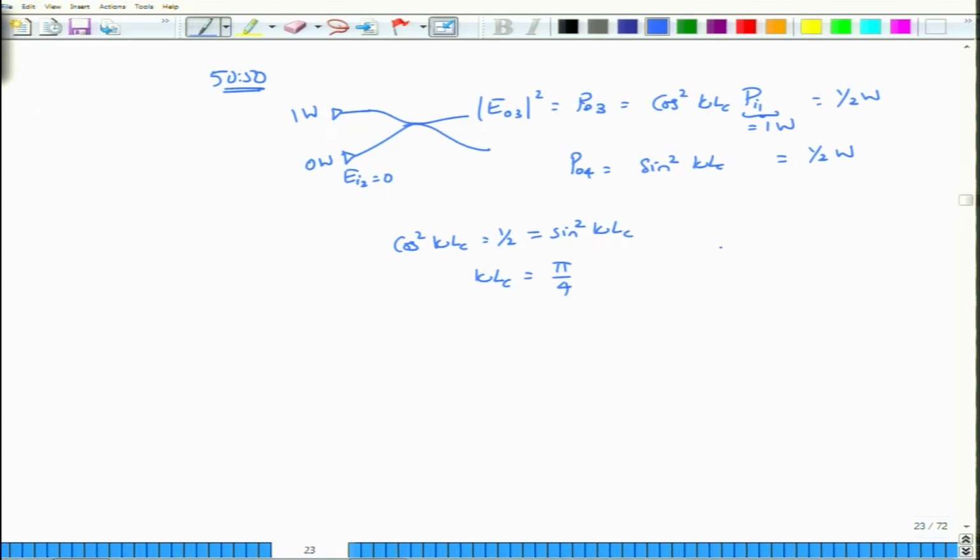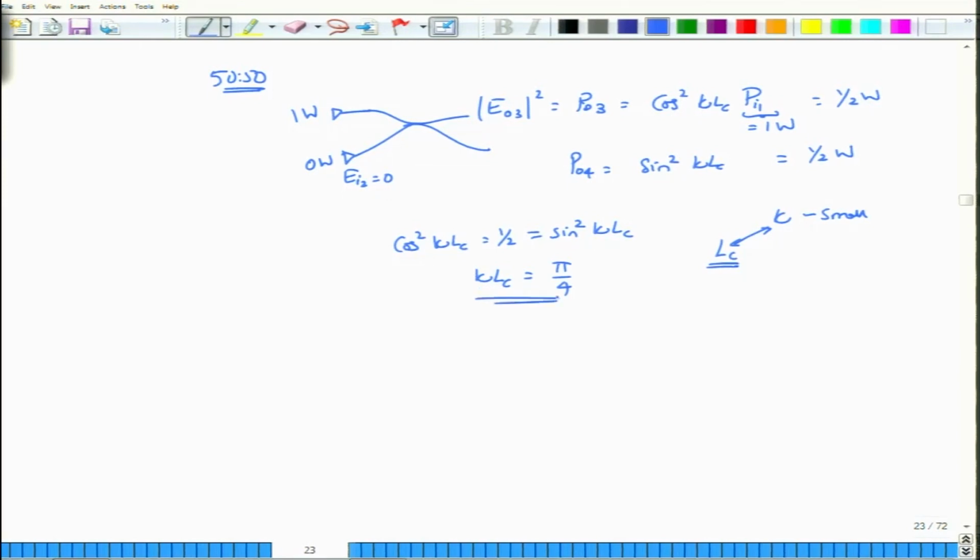In general what happens is that you have to choose LC because kappa is usually very small. So you have to usually choose a larger coupling length, but the product is what determines how much power is getting split. It is not individually the value of kappa and the value of LC, but it is the product which actually determines this particular condition.